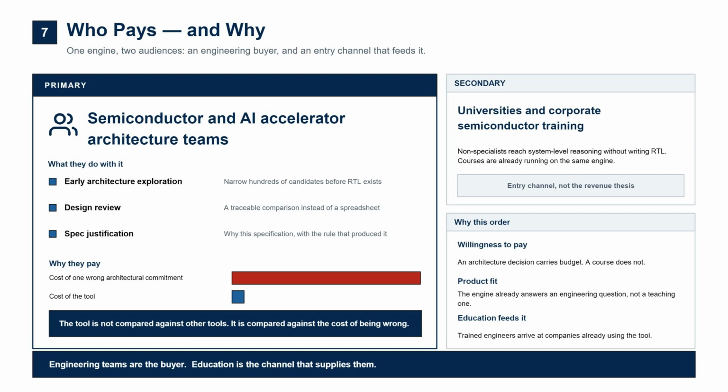It should also be evaluated against the engineering cost and schedule impact of an architectural decision that later requires major redesign. Education is a secondary audience, but an important adoption channel. Engineers can learn the methodology before entering an organization and then bring that workflow into the engineering team. The engineering team is the primary customer. Education helps develop future users.